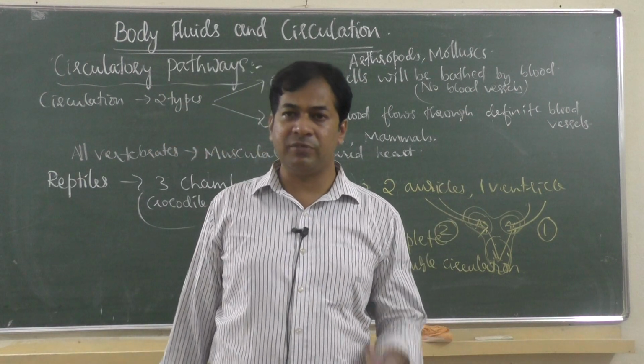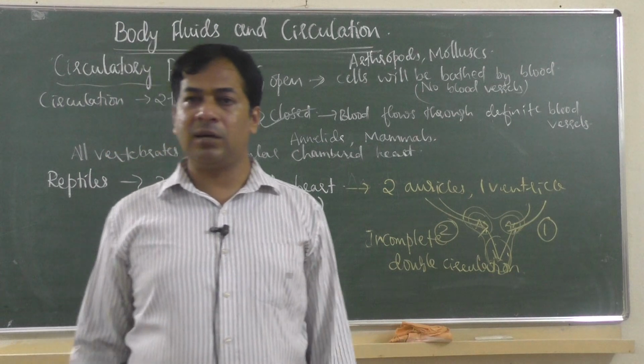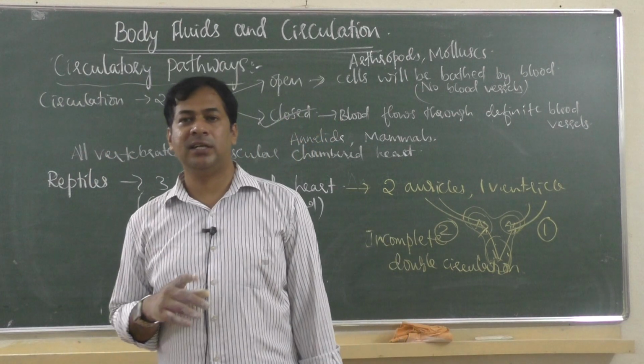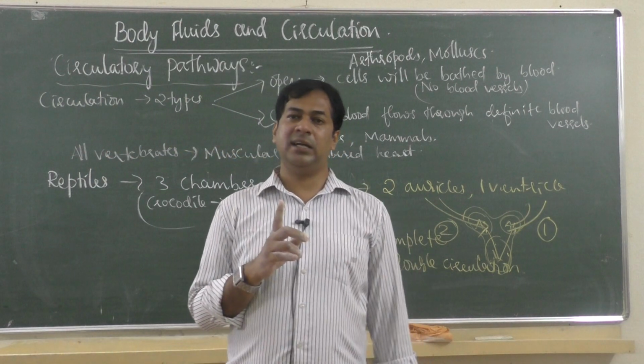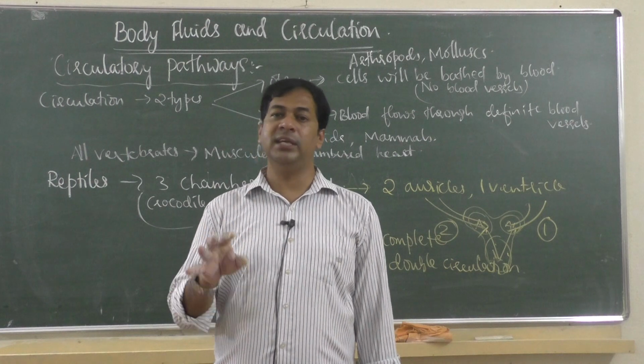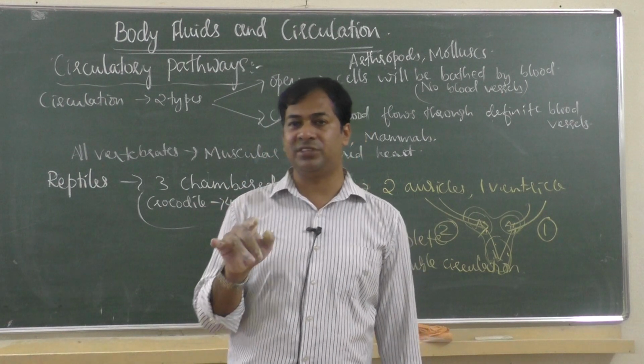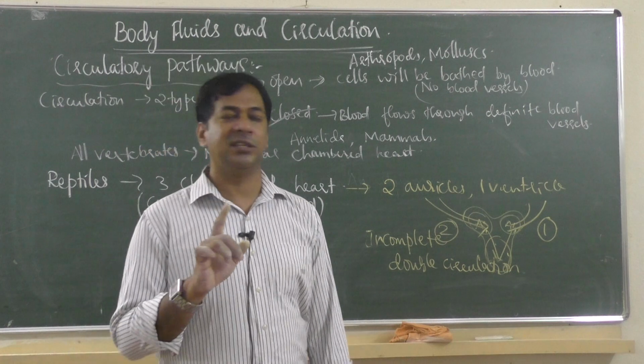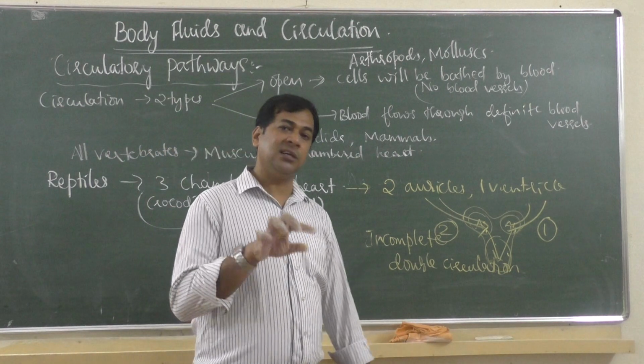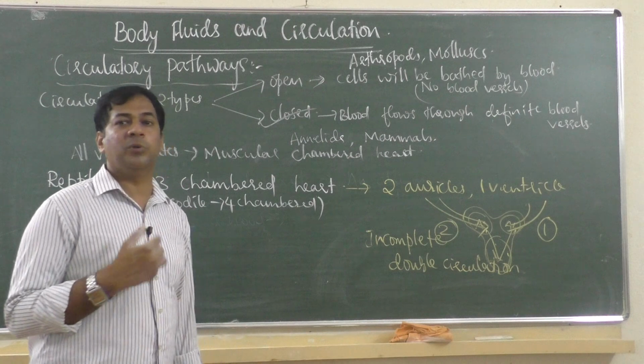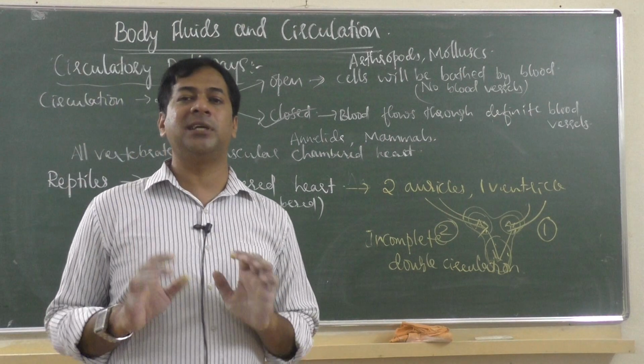In the case of fish, what should we call it? Where blood comes only once to the heart, it is called single circulation. And 4 chambers are not there, so it is incomplete single circulation in fish. Incomplete single circulation in fish, but in reptiles it is incomplete double circulation. In the human body it is complete double circulation.